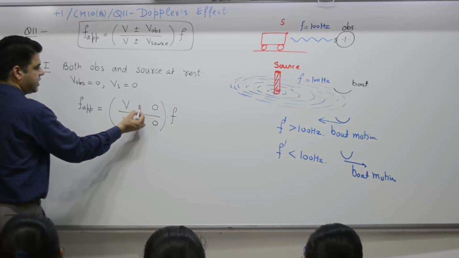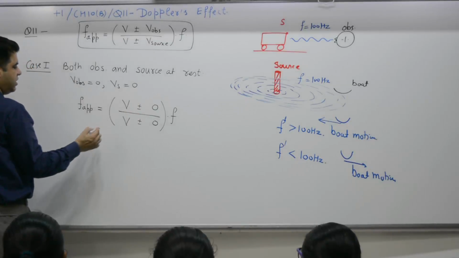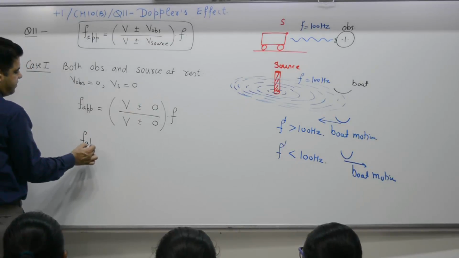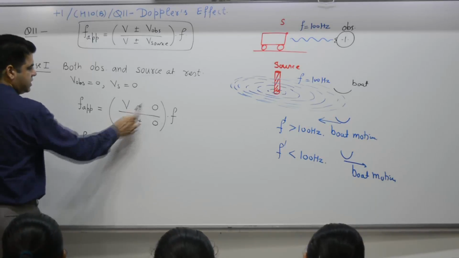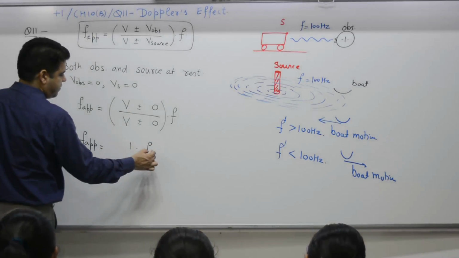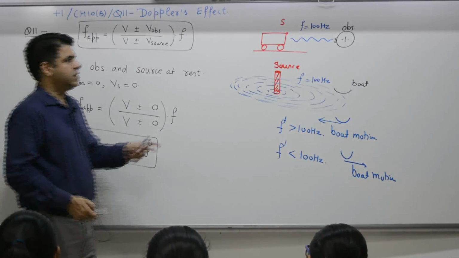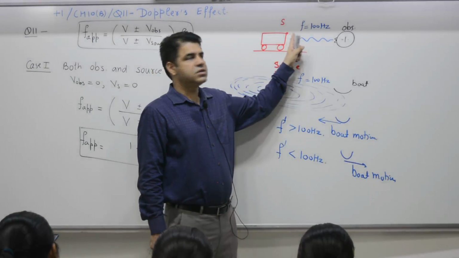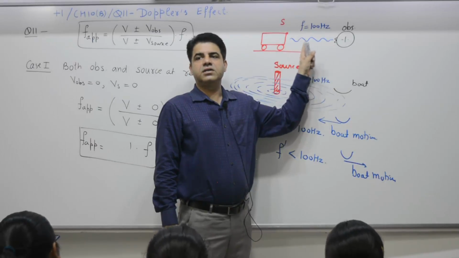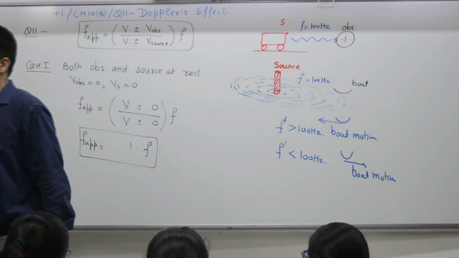These signs are immaterial. Whether you mark plus or minus makes no difference. That is why we need not think about whether it is plus or minus. So, the answer is F apparent: this is V, this is also V. This is cancelled. What you get is F. That means what you get is the true frequency. Source diagram: source is at rest, creating a frequency of 100 Hz. Observer at rest, 100 Hz. So, apparent frequency is equal to the true or natural frequency of the source.